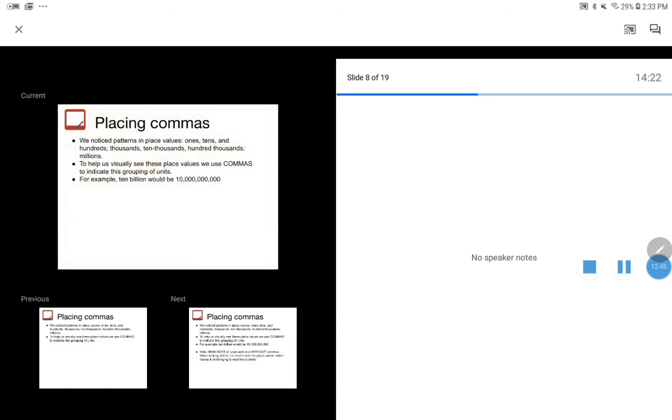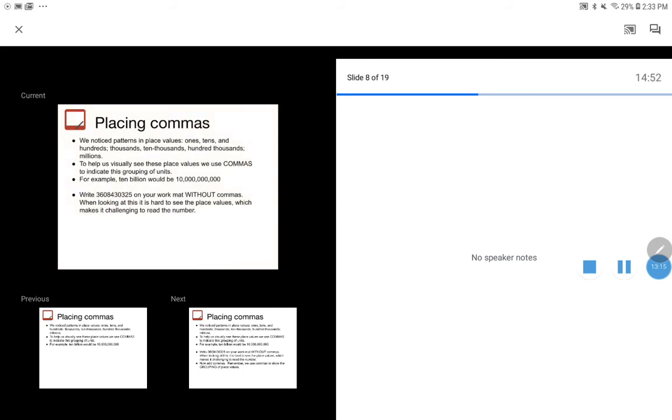All right, so for example, if we were writing 10 billion, if I just had a 1 and a string of a bunch of zeros, it'd be really hard to quickly recognize that number. But when I place commas like this, I can see that I've got my ones, my thousands, my millions, and now I'm in the billions place value. It makes it easier for us to see those things.